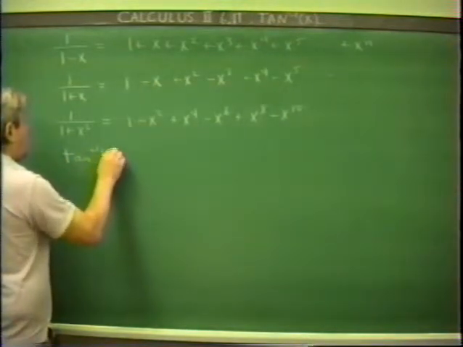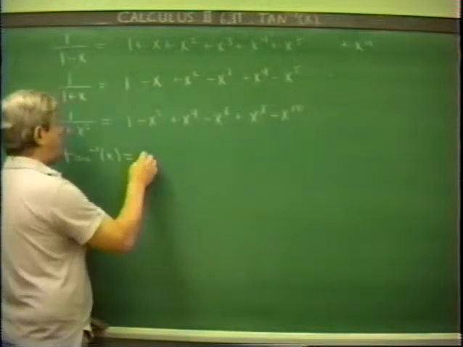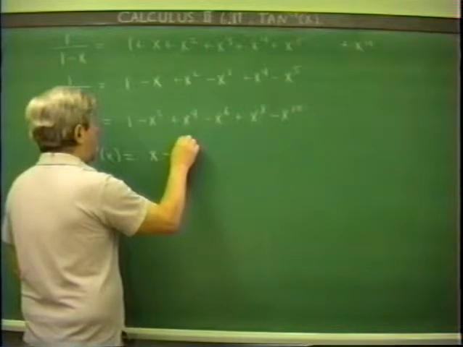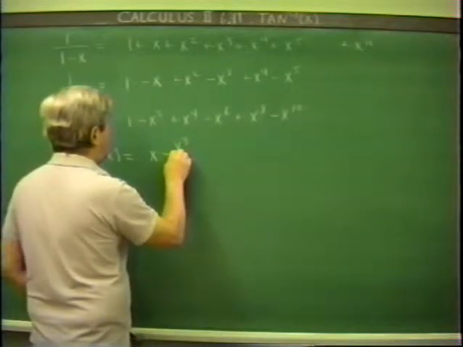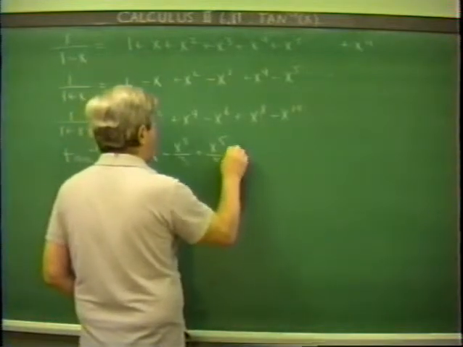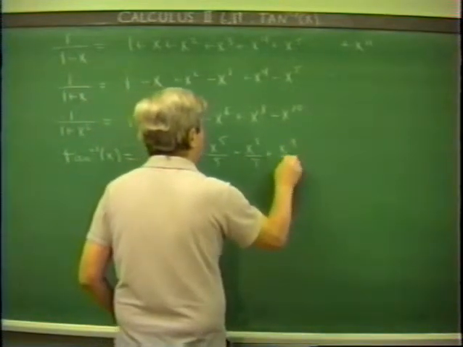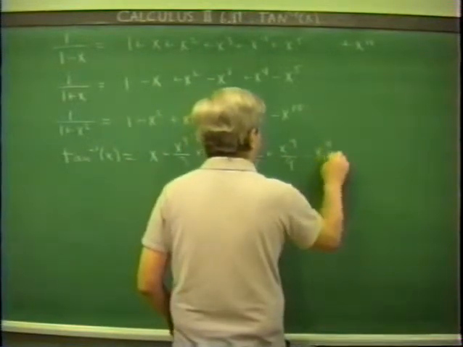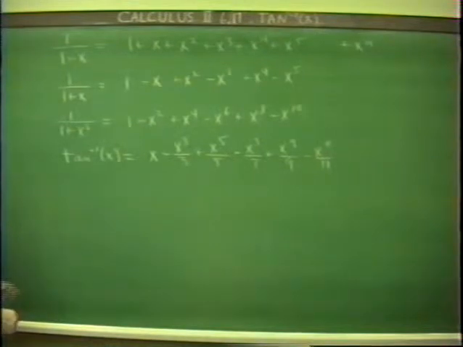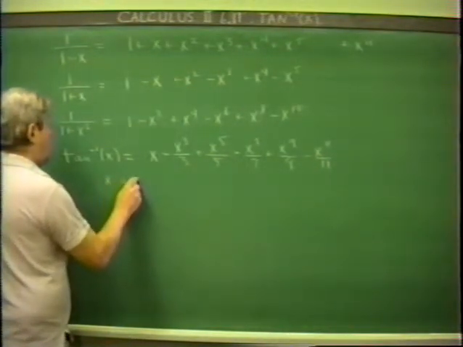Now, this is the derivative of the tangent inverse function. So let's take the antiderivative of this, and we should then get an expansion for the tangent inverse, plus a constant perhaps. And it's going to be x minus x cubed over 3 plus x to the 5th over 5 minus x to the 7th over 7 plus x to the 9th over 9 minus x to the 11th over 11 and so forth.